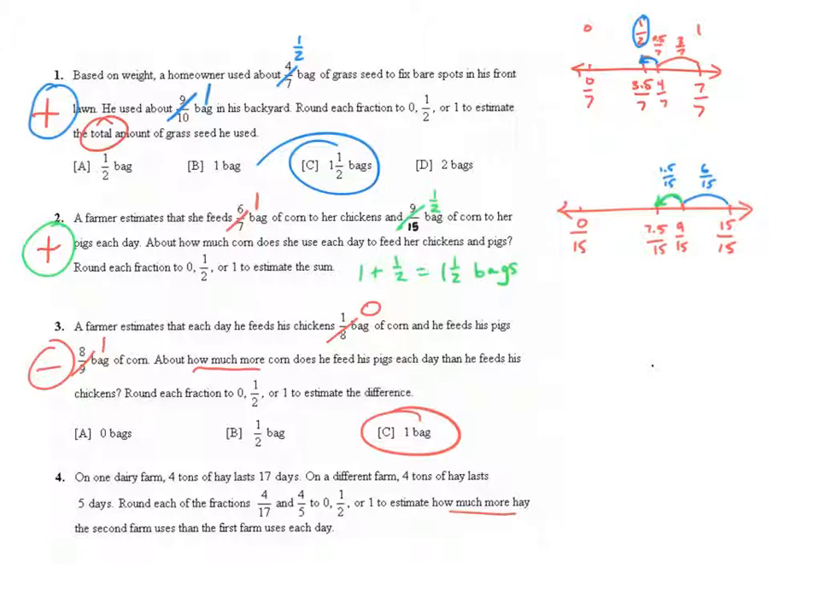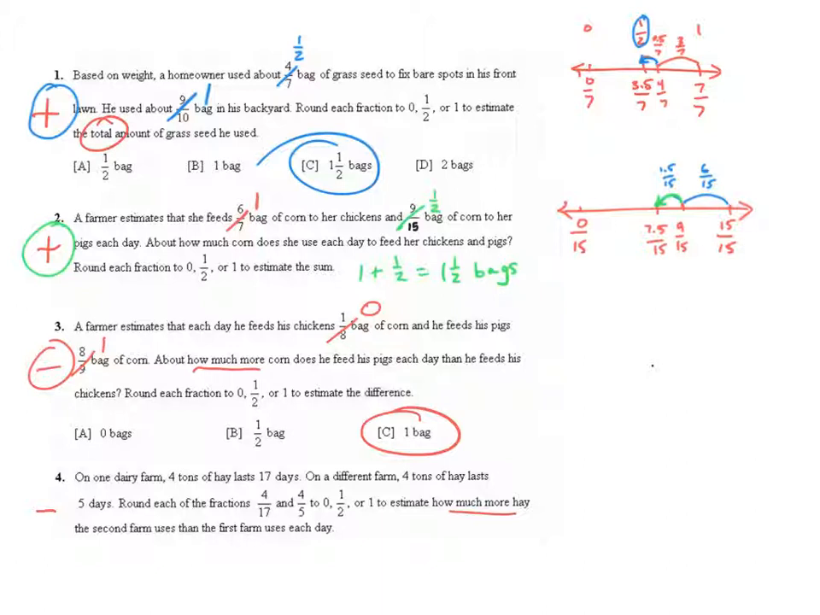When it says 4 tons of hay lasts 17 days, it means every day you're using 4/17ths of a ton of hay because you're taking 4 tons and you're dividing it among 17 days. The same thing with the 4 tons of hay lasting 5 days. You're taking 4 tons and dividing it among 5 days. Remember that fractions are just division problems. To solve this, we will round each number. And when it says how much more hay the second farm uses than the first farm, that is going to be subtraction because we are comparing the two amounts to each other.